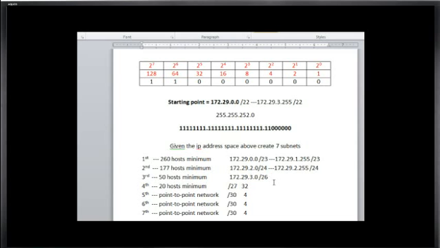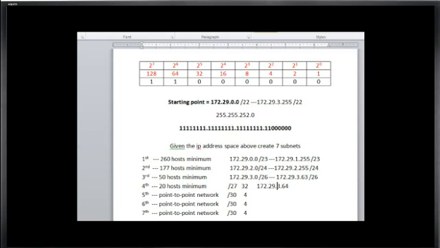The next network is going to be 172.29.3.64. So this goes, and 63 is our broadcast number, and we said that was going to be a /26. So that's our third subnet.